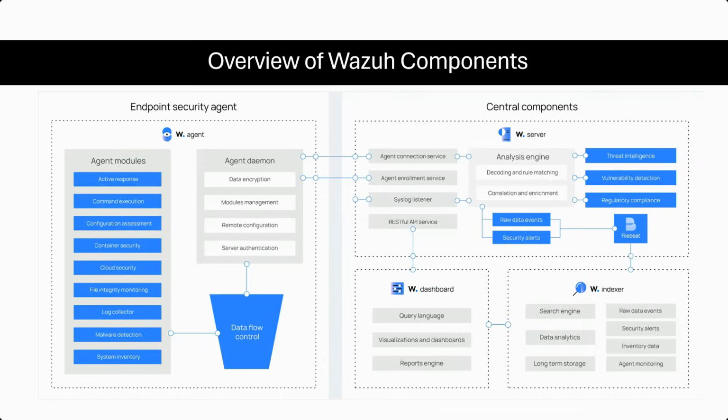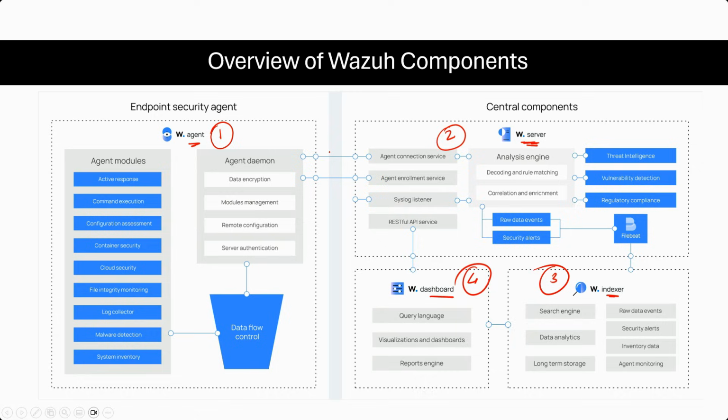So in this video, we are going to talk about the Wazuh components. All right. So first thing is let's talk about the agents. Before that, let me tell you there are four major components. First is the agent. Second is the server. You see here, Wazuh agent, Wazuh server, Wazuh indexer. That's the third one, and fourth is the Wazuh dashboard.